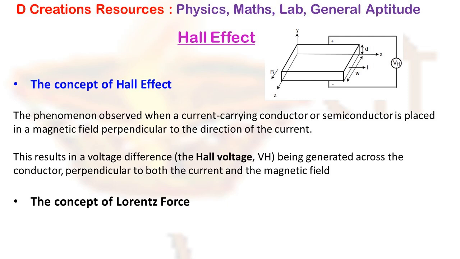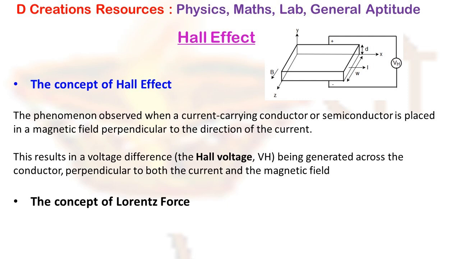So in simple terms, Hall effect is when a magnetic field pushes moving charges in a material to one side, creating a voltage across the material. And to talk exactly in technical terms, the Hall effect is a phenomenon observed when a current carrying conductor or a semiconductor is placed in a magnetic field perpendicular to the direction of the current. And this results in a voltage difference, which is called the Hall voltage, being generated across the conductor or semiconductor perpendicular to both the current and the magnetic field.